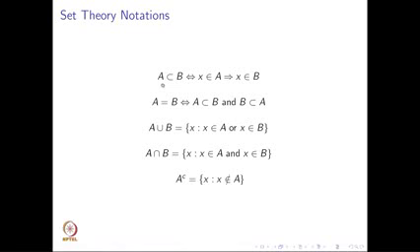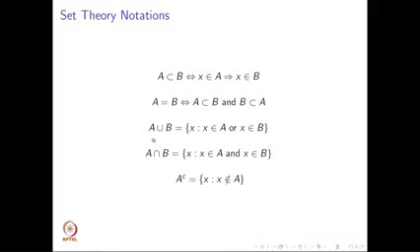Since we are considering sets in terms of sample spaces and events, we will quickly go through the basic set theory notations. As usual, capital letters indicate sets and small letters indicate set elements. We first look at the subset relation. For all x, if x element of A implies x element of B, then we say that A is a subset of B, or A is contained in B. Two sets A and B are said to be equal if both A subset of B and B subset of A holds.